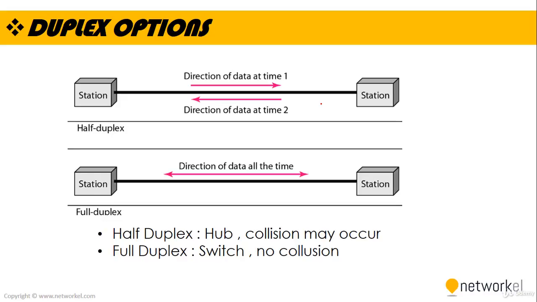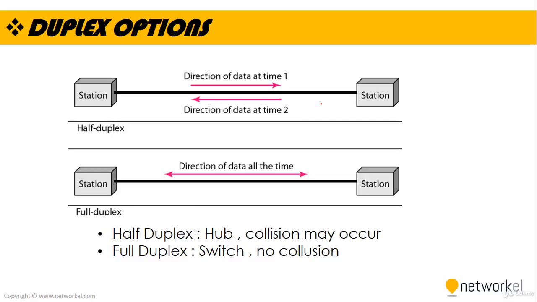Let's go ahead with the duplex options. We have two duplex options, half duplex and full duplex. Half duplex is used to describe communication where only one side can send data at a time. Once one side has finished transmitting its data, the other side can respond. Only one node can send data at a time in half duplex. If both try to send data at the same time, a collision will occur in the network.